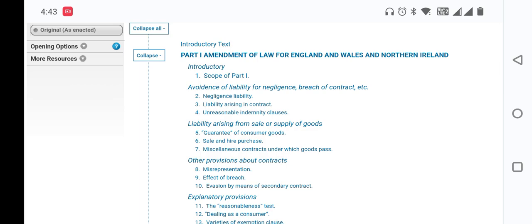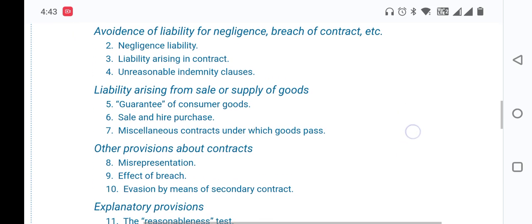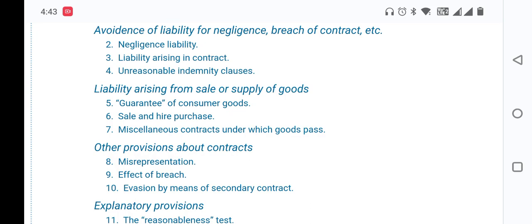Introductory text. Part 1, Amendment of Law for England and Wales and Northern Ireland. It has the following sections: Introduction, Scope of Part 1, Avoidance of liability for negligence, breach of contract, etc. Section 2, Negligence liability. Section 3, Liability arising in a contract. Section 4, Unreasonable indemnity clauses. Then for liability arising from sale or supply of goods, we have Section 5, Guarantee of consumer goods. Sale and hire purchase, Section 6.